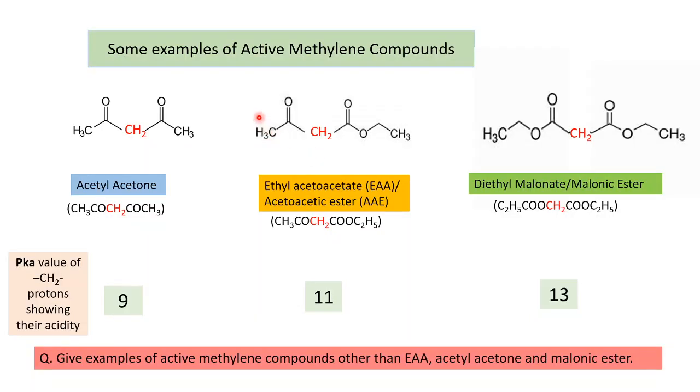So here are some examples of active methylene compounds. We can see in ethyl acetoacetate, the CH2 group or methylene group is attached to two electron withdrawing groups. This is ethyl acetoacetate, where the methylene group is attached to two electron withdrawing groups, whereas this is diethyl malonate, again the CH2 group is attached to two electron withdrawing groups. So the acidic behavior of the CH2 group can be represented by pKa values of CH2 protons.